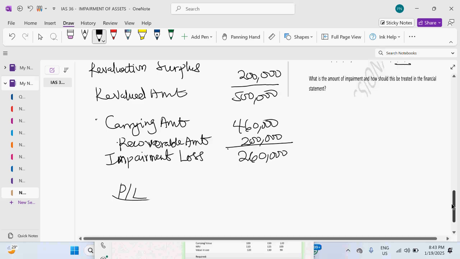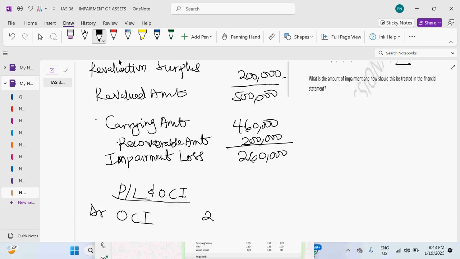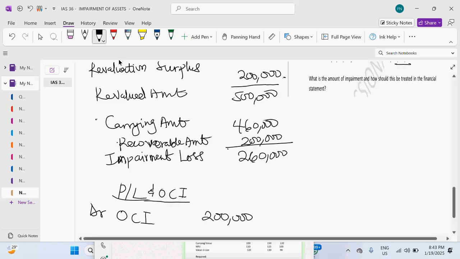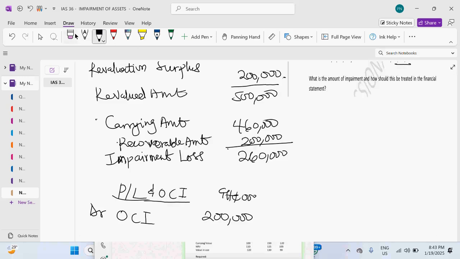Okay, so with respect to P and L first, what do we debit? We debit P and L. Sorry, we debit and let me add OCI. So what do we do to the OCI? We debit the OCI with the revaluation surplus, right? Yes, of 200,000.